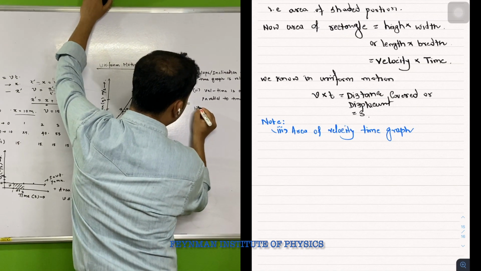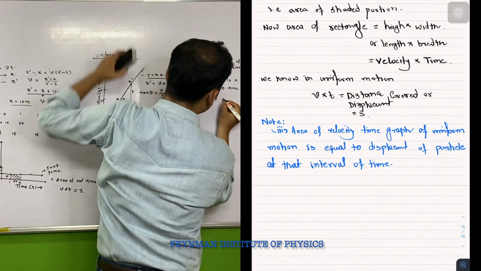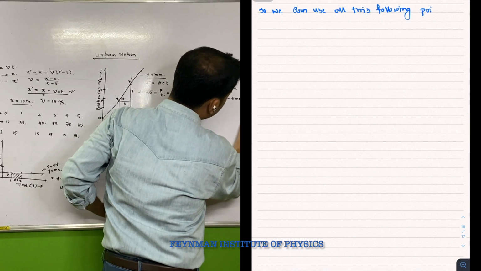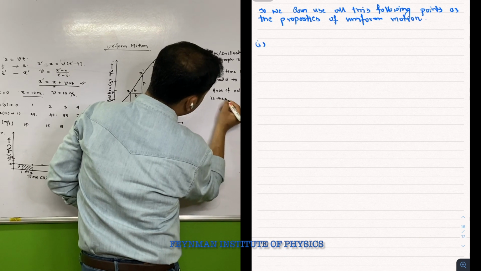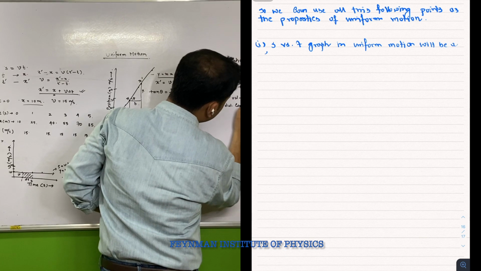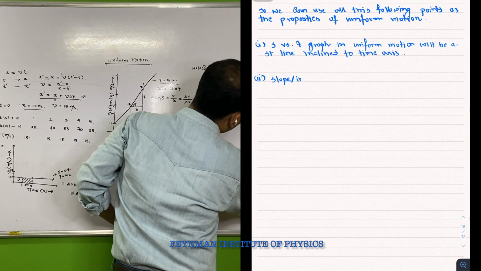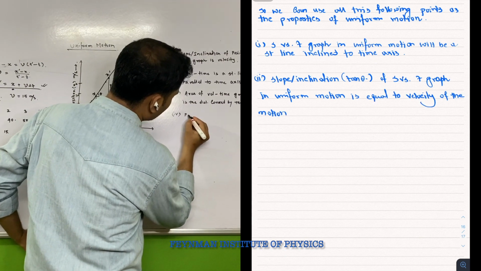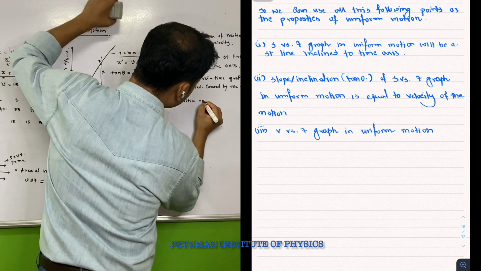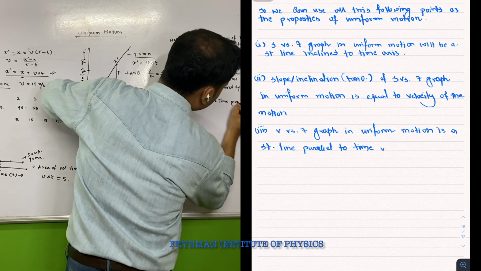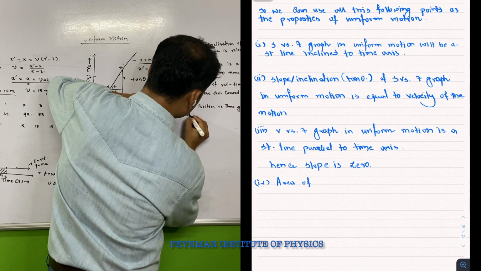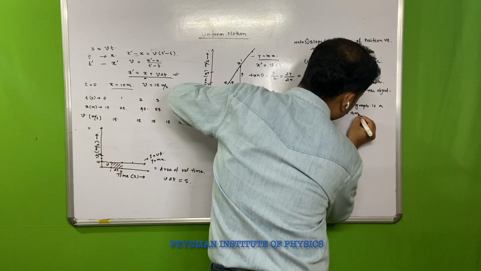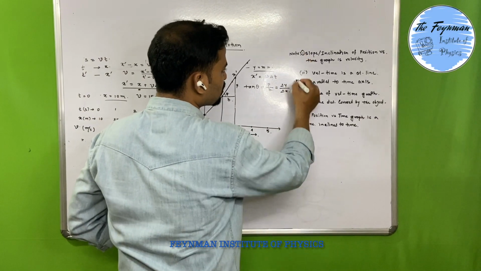So we can write another point that the area of the velocity time graph is the distance covered by the object. So from the position versus time graph, we can write that during uniform motion, the position versus time graph or curve is a straight line inclined to the time axis. So identify uniform motion by using all of these four properties.